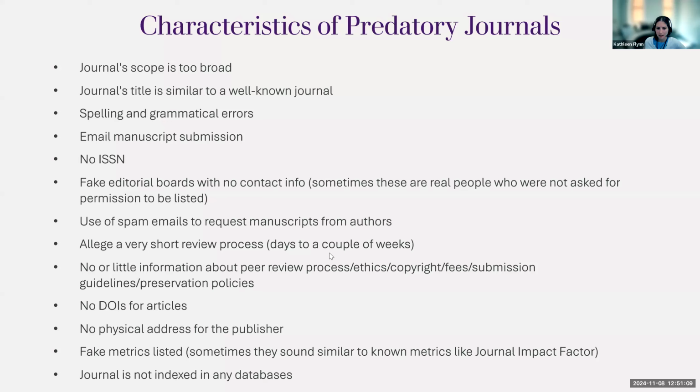So I know it's tempting to publish quickly. You might really need to, but if a journal tells you, oh, from submission to publication, it'll just be a week, that's really suspicious. So be wary of that. But in general, they just don't give a lot of information about their peer review process, their copyright, their fees, anything like that.